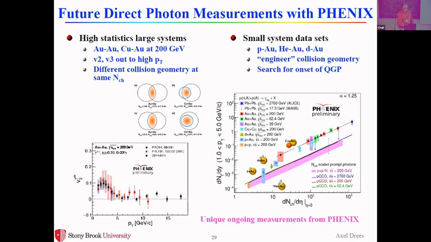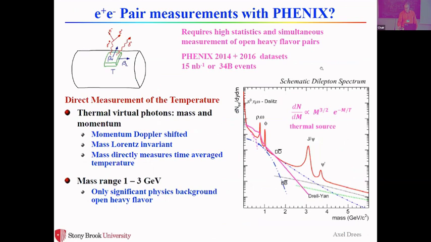And then at the very end, this is the most difficult measurement in my mind that you can do in heavy ions: lepton pair measurements. I won't advertise the virtues of that, but we're dreaming of measuring this region here in between. Why we're doing that is because we have the required statistics. We have about 34 billion events recorded between Run 14 and Run 16. And those events are recorded with a vertex tracker that allows us to identify electrons from heavy flavor decays.